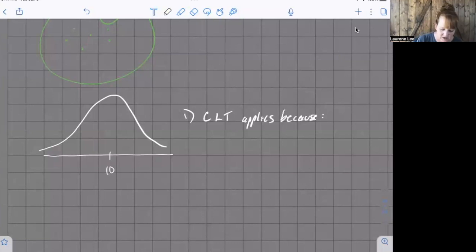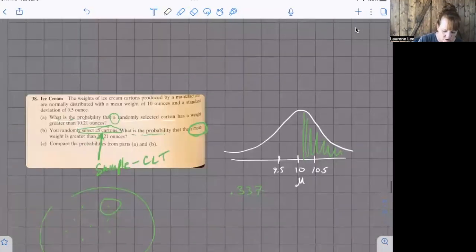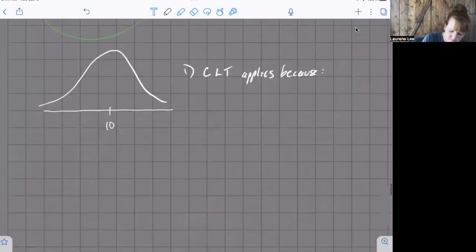So let's look at our problem. Well, our n is 25. Our sample's 25, so it's not bigger than or equal to 30. But look at what it says up here. These cartons are normally distributed. Okay, so that's our reason. So CLT applies because the population is normal. That's going to be your first step on all CLT problems.